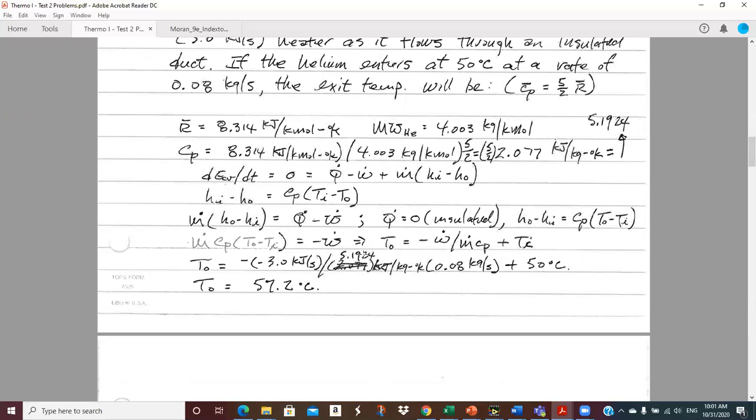divided by the specific heat and the mass flow rate. These are multiplied together, and just plug it in here. Add on the 50 degrees C, we get 57.2.